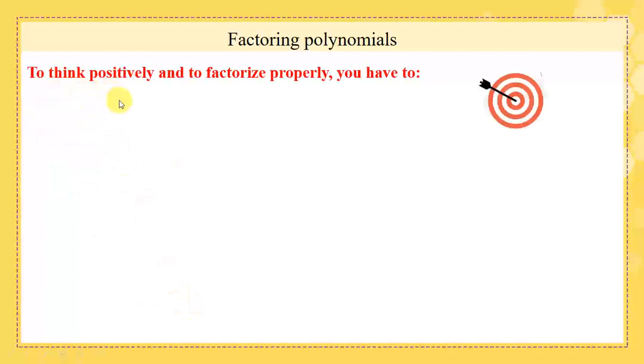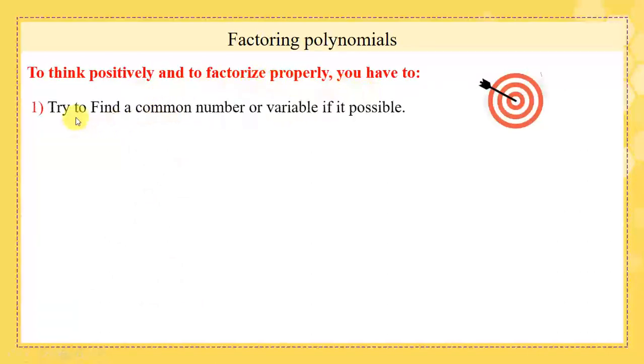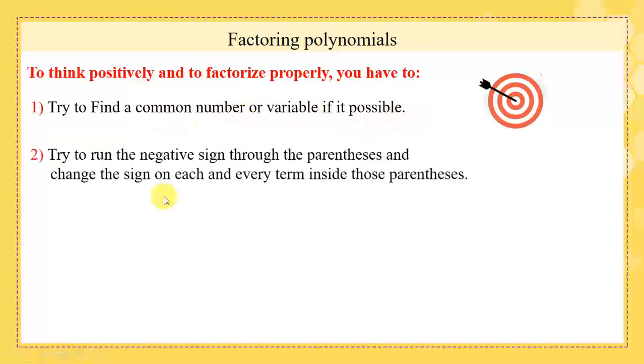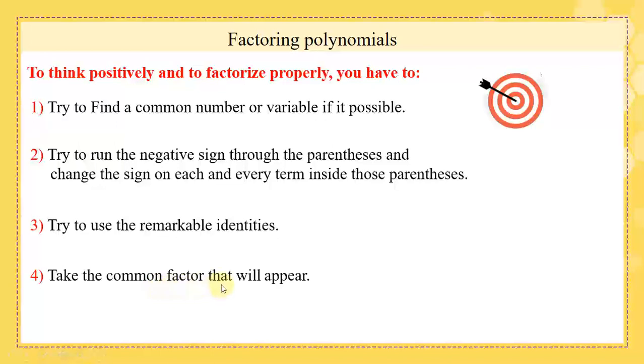To think positively and to factorize properly, you have to: 1. Try to find a common number or a variable if it is possible. 2. Try to run the negative sign through the parentheses and change the sign on each and every term inside those parentheses. 3. Try to use remarkable identities. 4. Take the common factor that will appear.